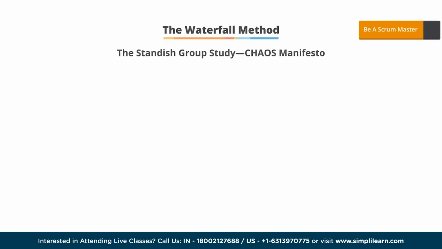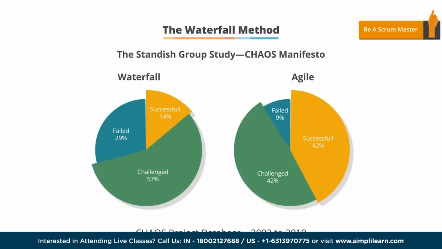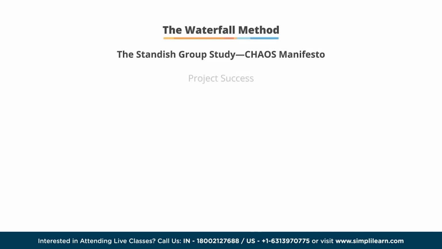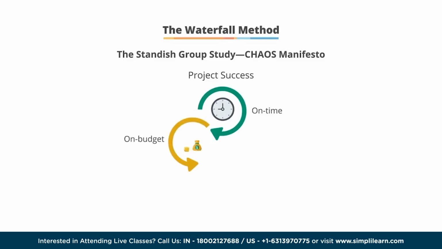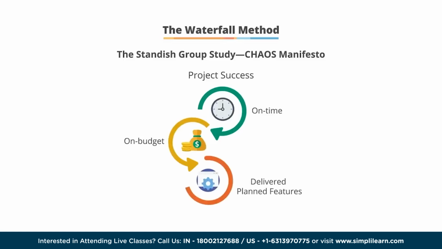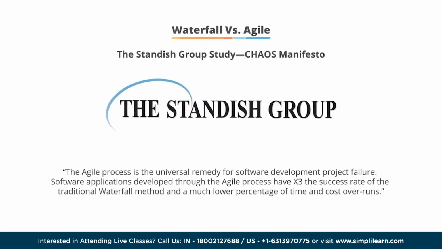In fact, the Standish Group issued a study that showed that software development projects using the Agile approach succeed 3 times more often than when using the waterfall approach. The Standish Group defined project success as being on time, on budget, and delivering all of the planned features. The study summarized as follows. The Agile process is the universal remedy for software development project failure. Software applications developed through the Agile process have 3 times the success rate of the traditional waterfall method and a much lower percentage of time and cost overruns.